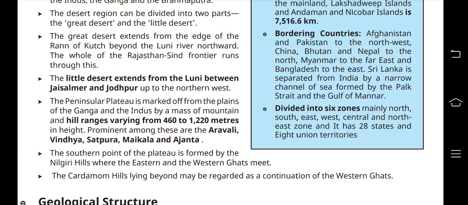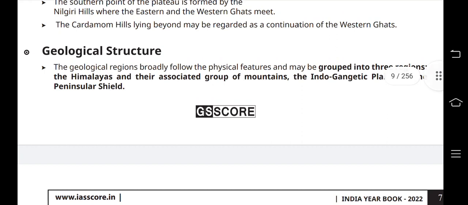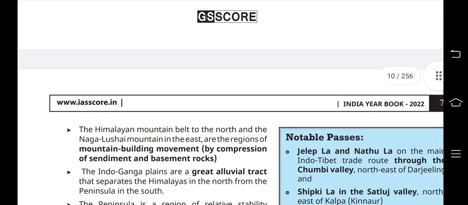India is divided into 6 zones, mainly north, south, east, west, central and northeast zones. And it has 28 states and 8 union territories. Let us discuss the geographical structure. The geographical regions broadly follow the physical features and may be grouped into 3 regions: the Himalayas and their associated groups of mountains, the Indo-Gangetic Plains and the Peninsular Shield.